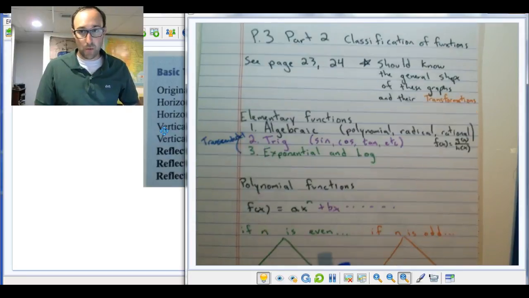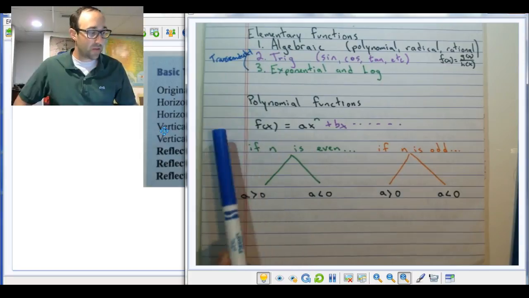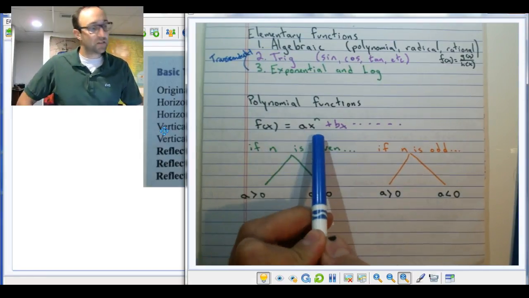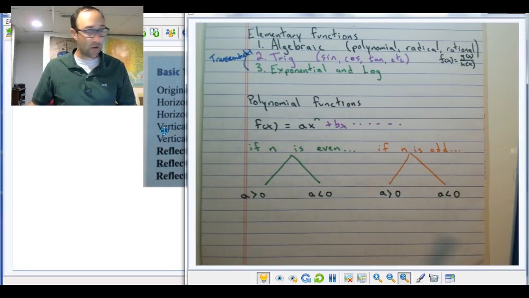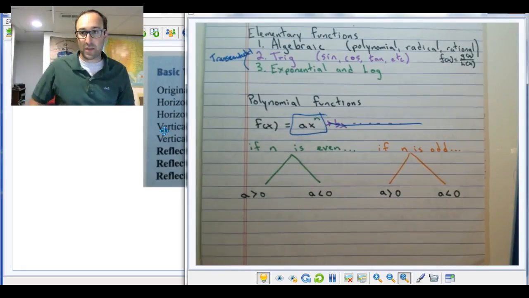Okay, so let's talk about polynomial functions. These ones are the ones that we've been talking about a lot. And these are stuff we've kind of already seen before, but this is a good refresher. So if f of x equals a x to the n plus b x to the whatever and whatever, we can keep going. We don't care about any of this stuff. This is the only thing we care about, that highest exponent.